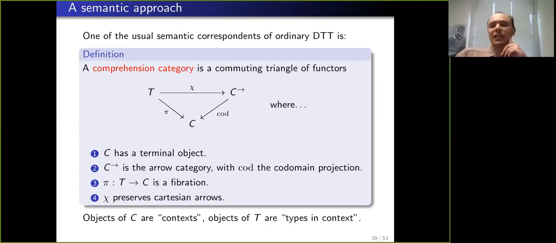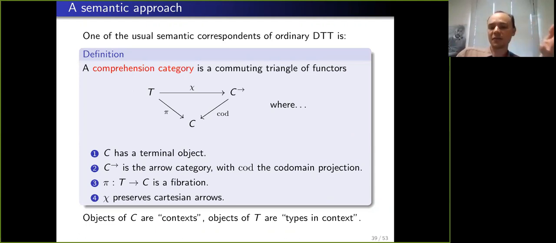So if you're familiar with this, then you know what this is. I'm not going to describe it in detail because that would take too long. But basically the idea was we have a category C whose objects are contexts, and we have a fibration over that whose objects are types in a context, and then we have an operation, a way to extend a context by a type existing in that context.